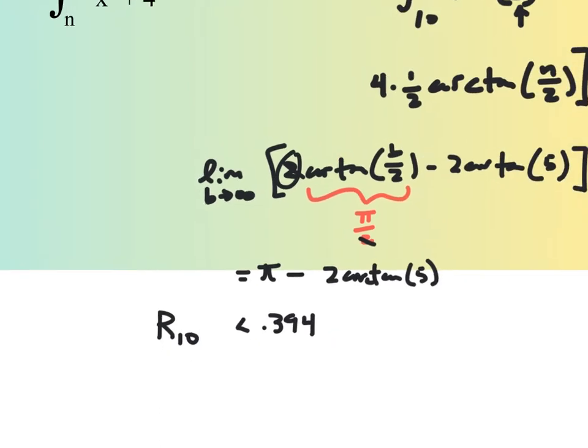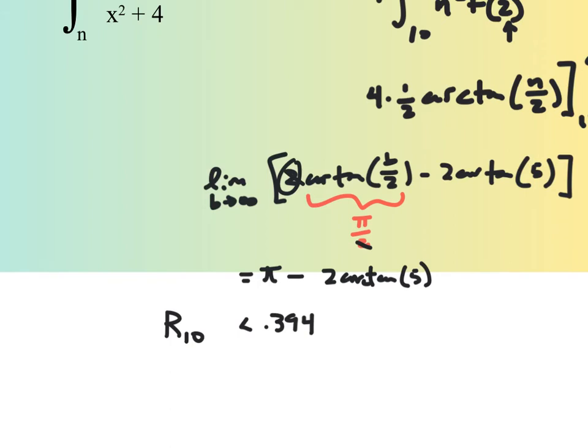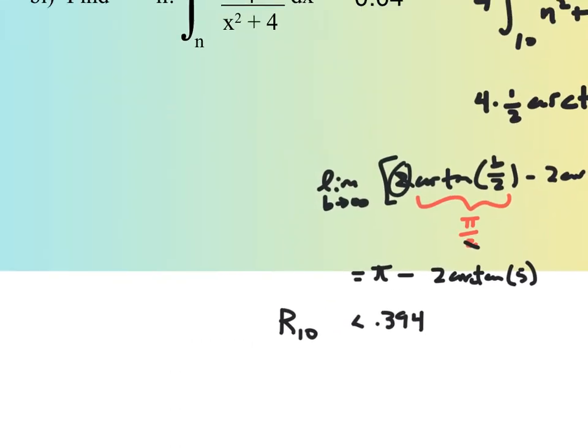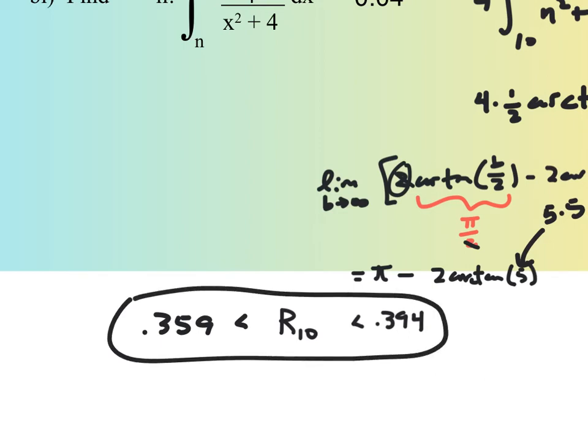If I were to do the other side of things and take the integral from 11 to infinity of said thing, I'd come out with the same situation at the end, except this would be 5.5, because it'd be 11 over 2 instead of 10 over 2. And that comes out to be 0.359. So I know my error is somewhere in there.